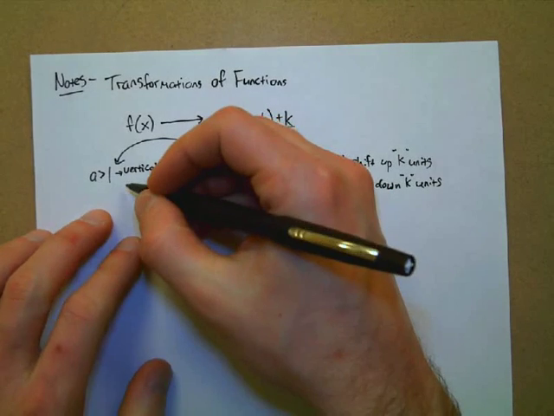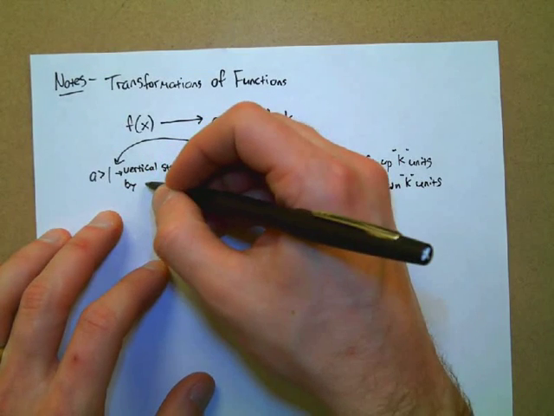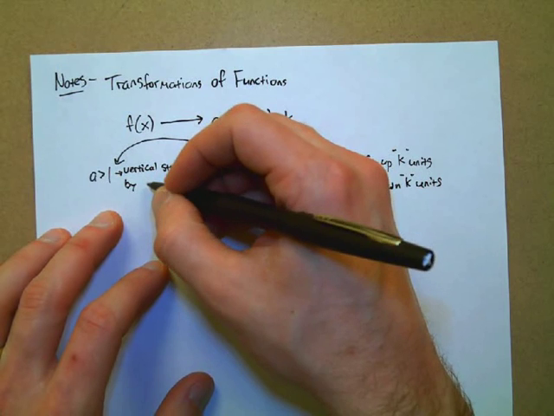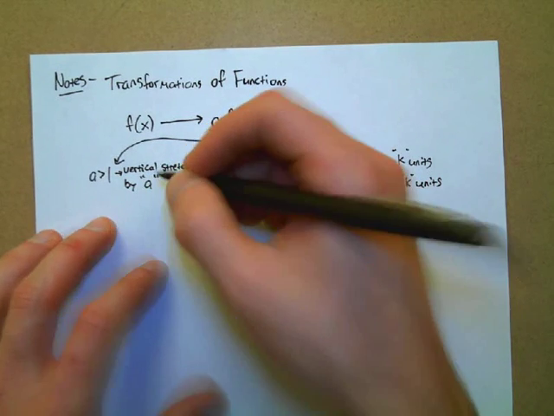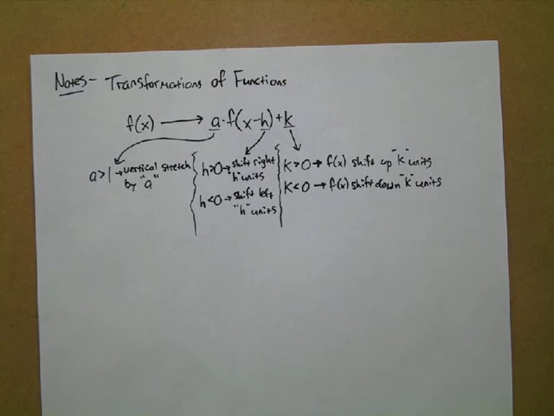by A. Okay, vertical stretch by A. So it's a multiplicative relation. We multiply this. So if A is 2, for example, our original y coordinate will be twice as much. Or if A is 3, it'll be 3 times as much, and so on and so forth.